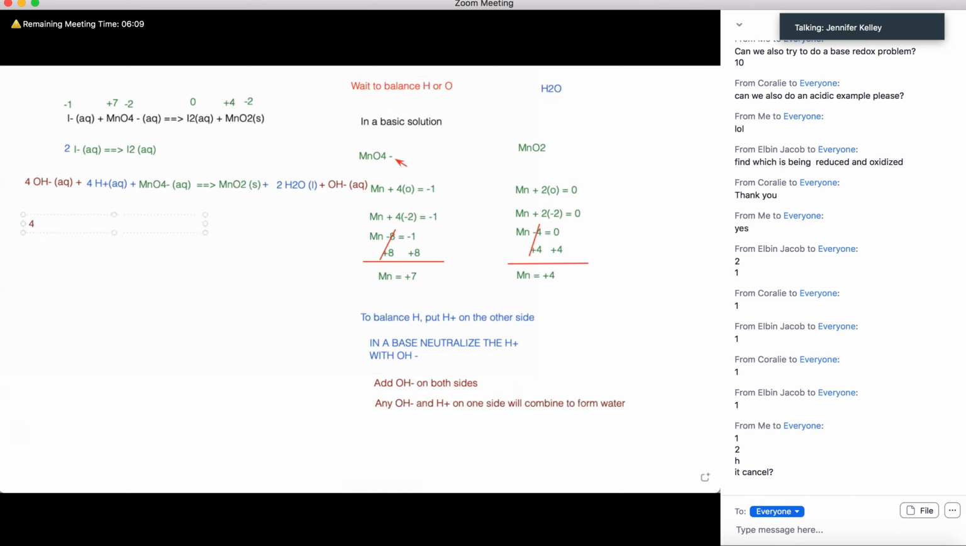We're going to write 4H2O, that'll be liquid, plus MnO4 minus aqueous makes MnO2 solid, 2H2O liquid plus, ooh, I made an error there, 4OH minus aqueous.